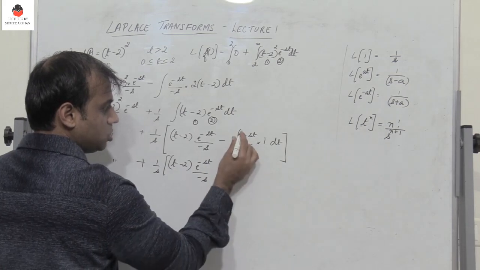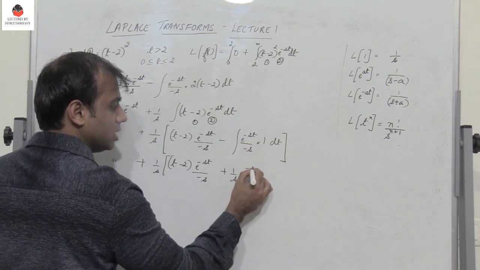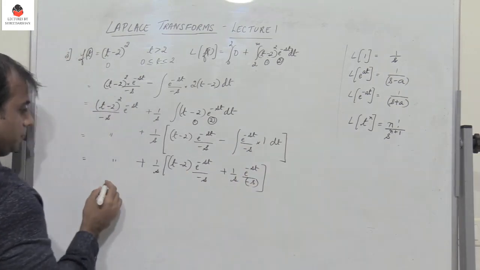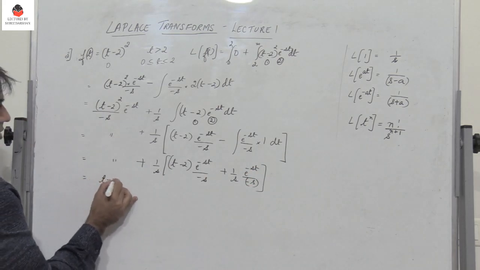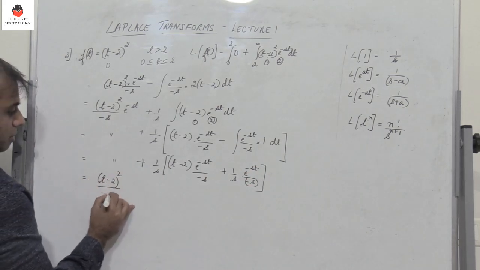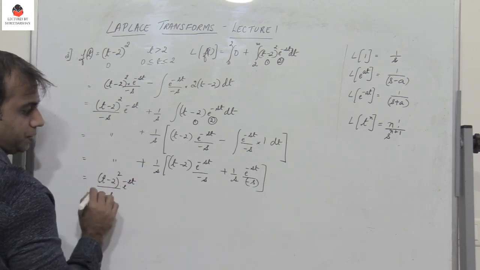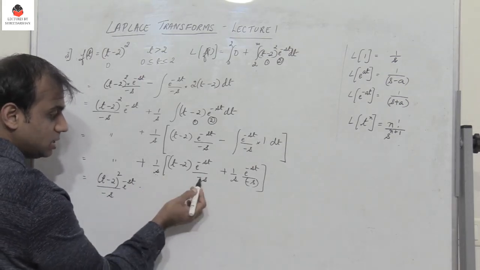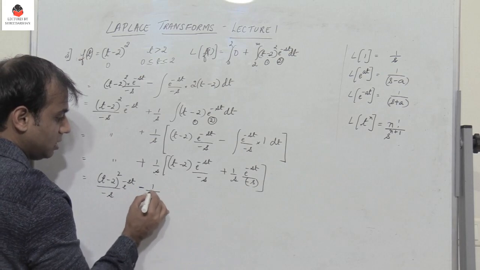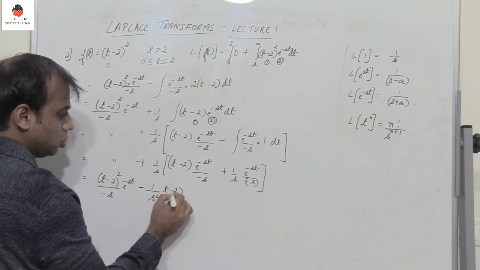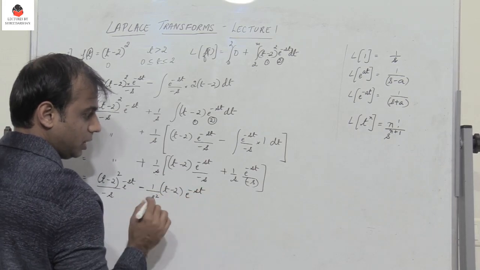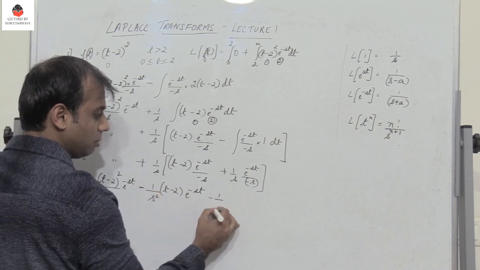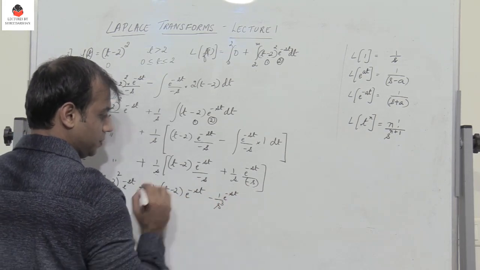plus 1 by s into the integral of e power minus st, which is e power minus st by minus s, right? Brackets. So you have (t minus 2) the whole square by minus s, e power minus st. Now 1 by s into, this is 1 by s and this is minus s, so I get minus 1 by s square, (t minus 2) into e power minus st, right? Here you have minus s square into s, which is minus 1 by s cube, e power minus st, right?